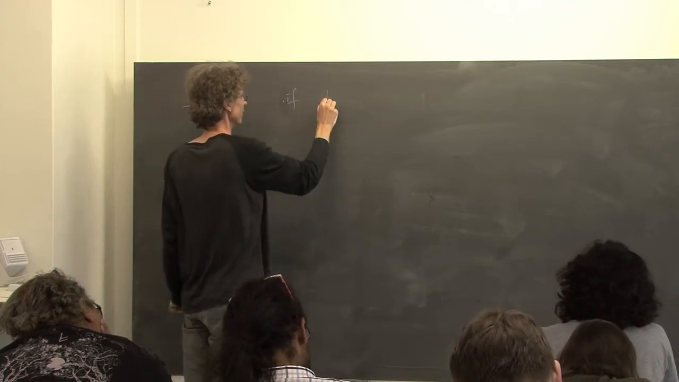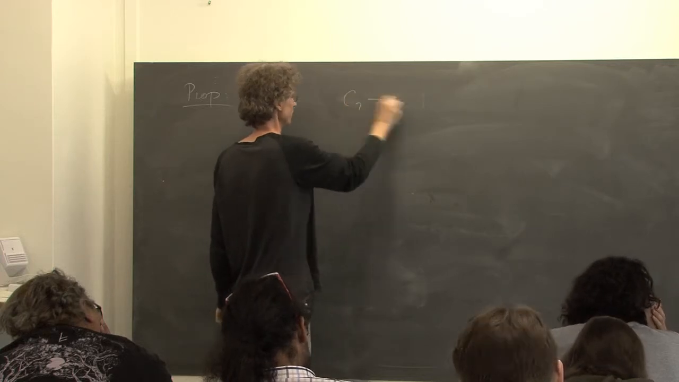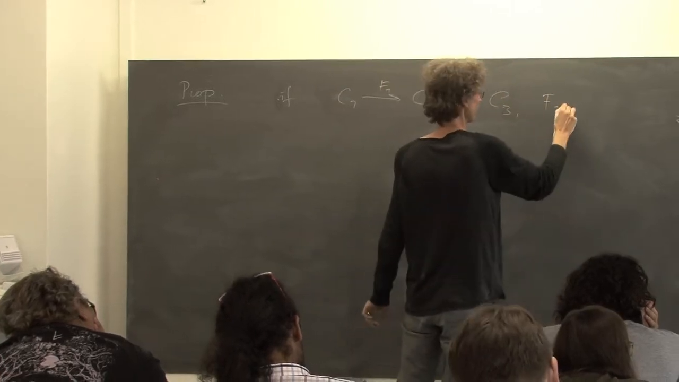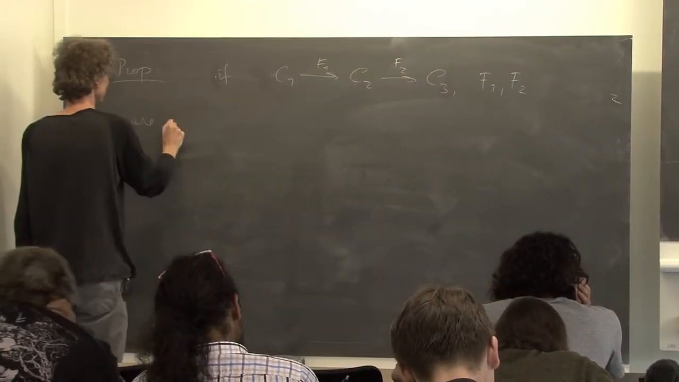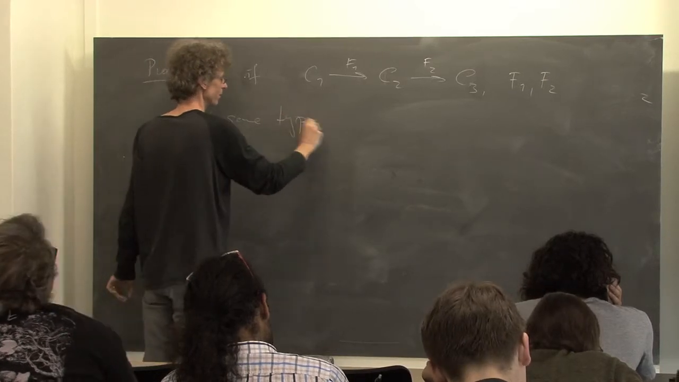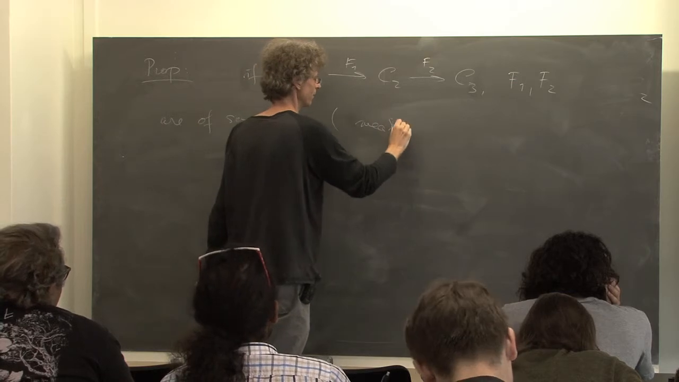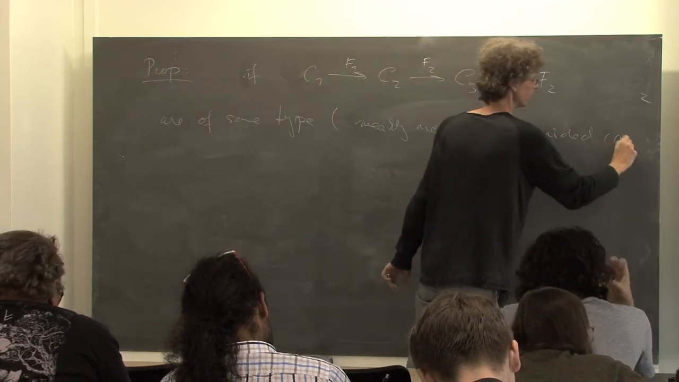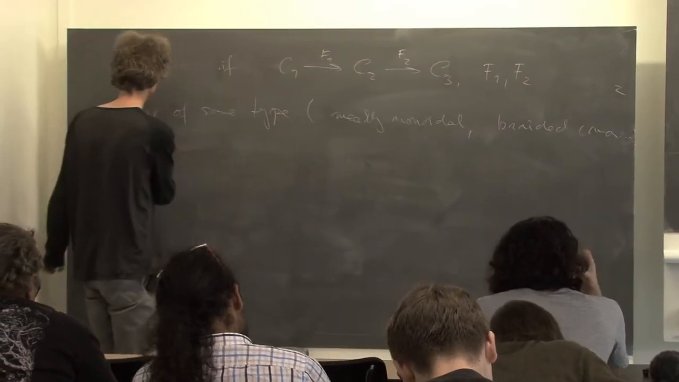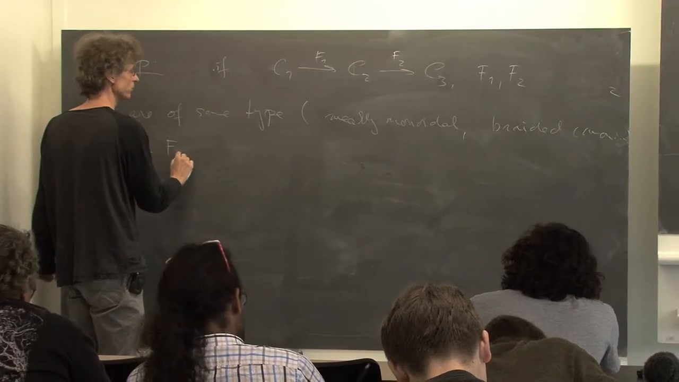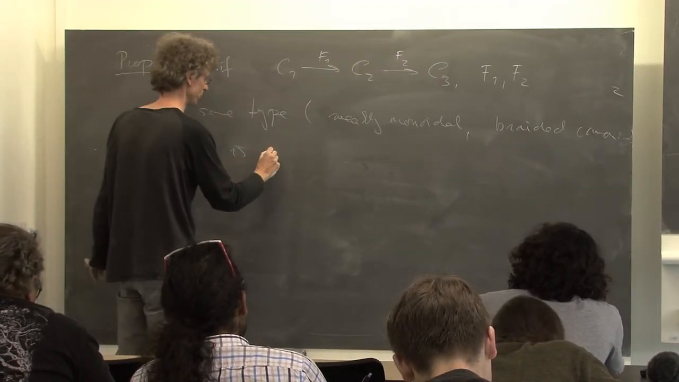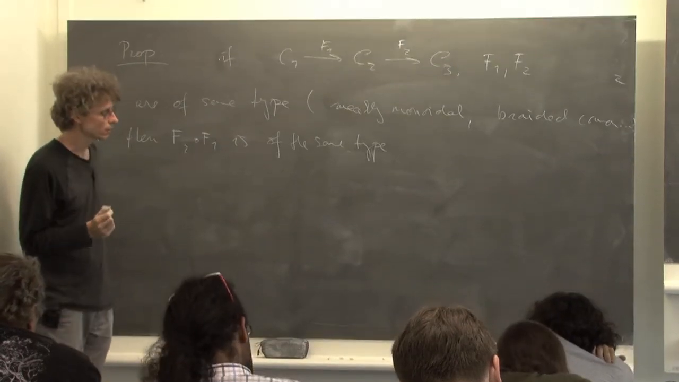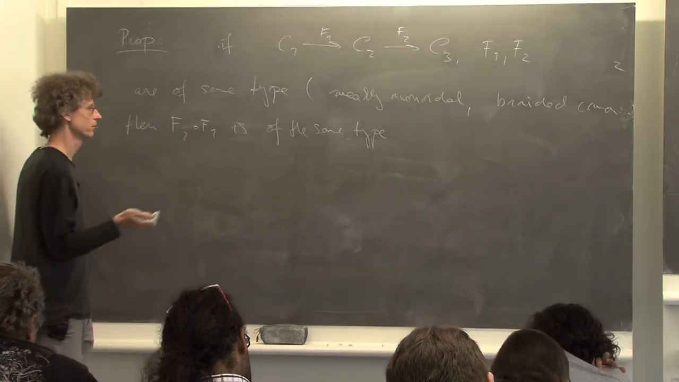Say if C1, F1, C2, F2, C3, where F1 and F2 are of some type, like weakly monoidal, or I don't know, braided commonoidal, etc., then their composition F2 F1 is again of the same type. So from there, it's again sort of an example.